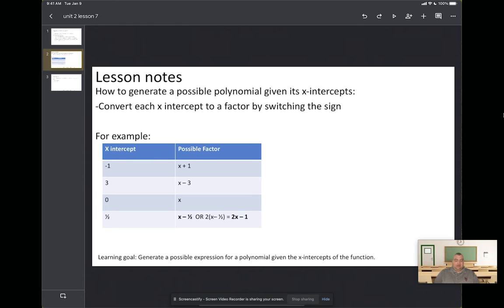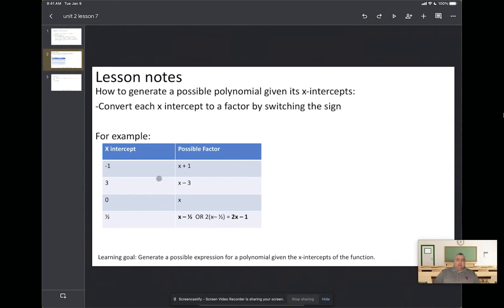And the way we're going to do that is what it says right here. We're going to convert each x-intercept to a factor by switching the sign. So if there are two x-intercepts, they're going to be two factors. If there are three x-intercepts, they're going to be three factors, so on and so forth.